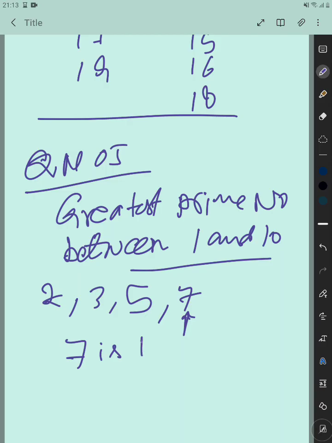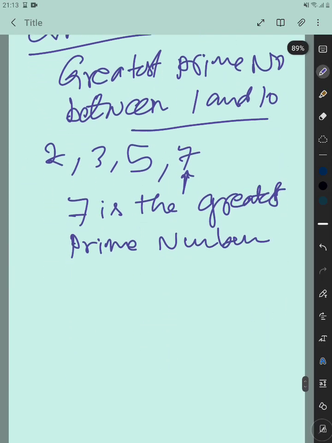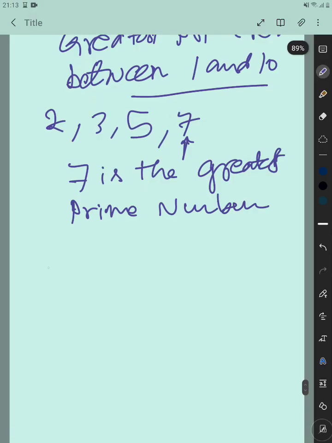7 is the greatest prime number. So this is the answer. Now we have come to question number 6. Express the following as the sum of two odd primes.